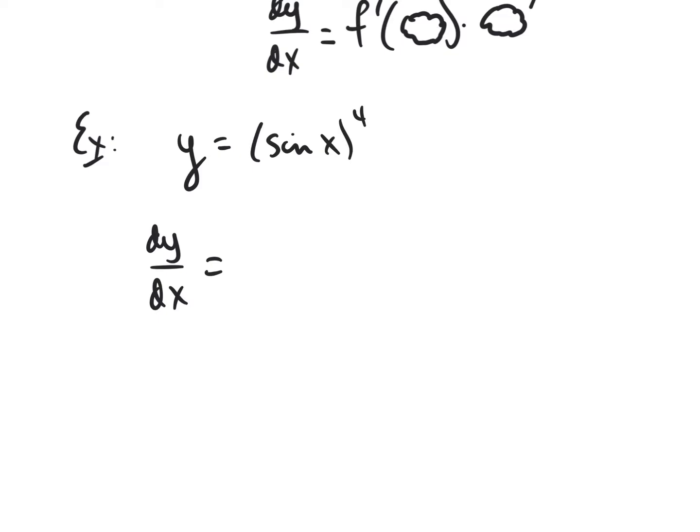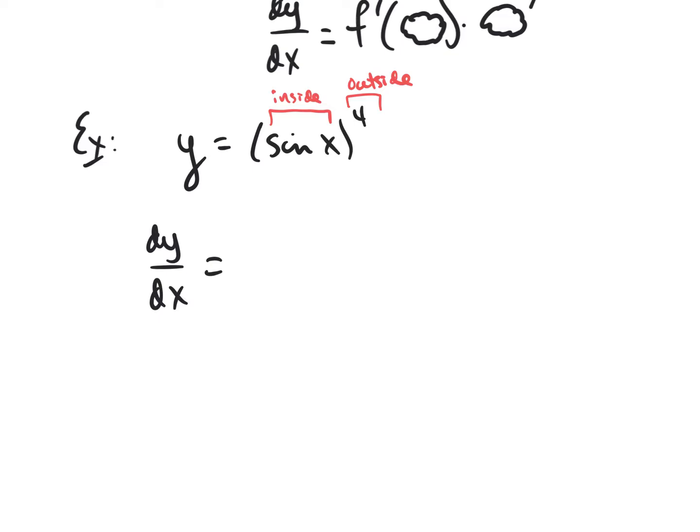What we have to identify for ourselves is what's inside, what's outside. Now the way this is written, I think it's pretty obvious that the inside function is going to be the sine. The outside function then has to be the only thing that's left, the 4. So what the chain rule says is, take the derivative of the outside function, leaving the inside alone. Then multiply by the derivative of the inside.